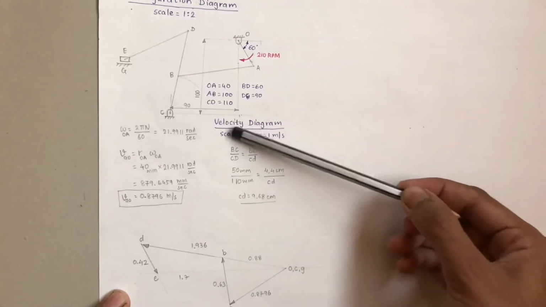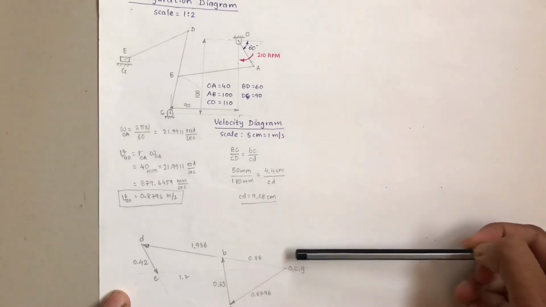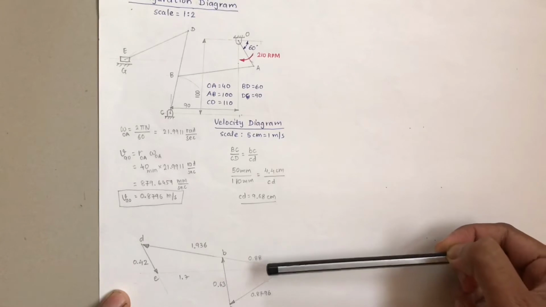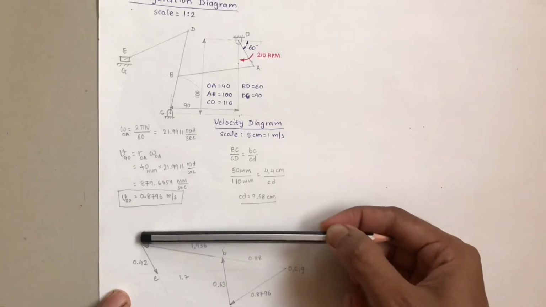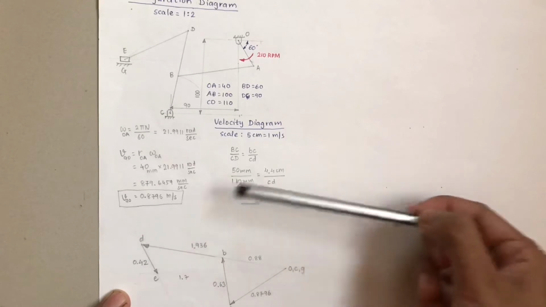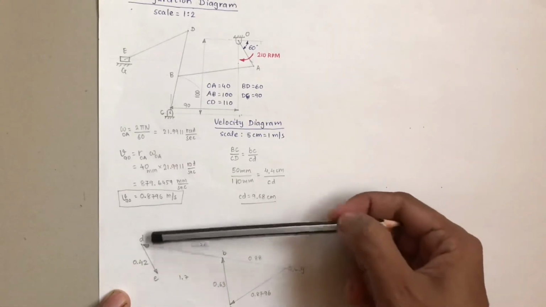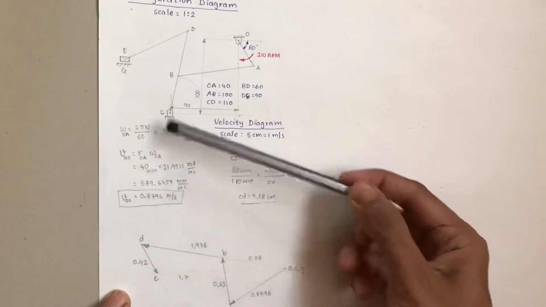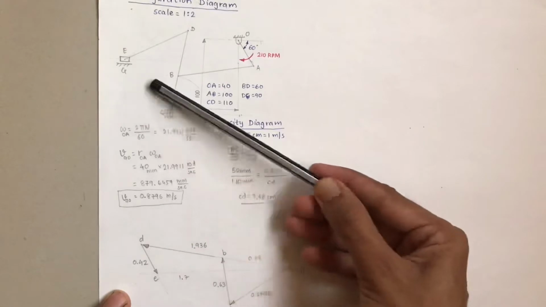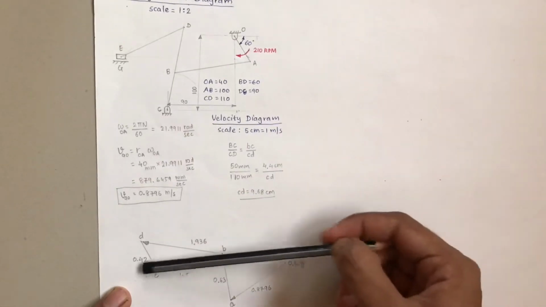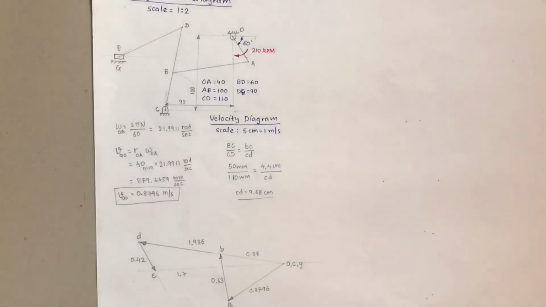If you don't understand this ratio and the velocity diagram, you may see my other videos. I already uploaded a video related to the velocity method. So the extension of CB towards the B side is point D, that is 9.68 total. And DE is the line perpendicular to D, and the path of the slider is horizontal. So this one is horizontal and the other is the line perpendicular to D. The intersection will be point E.